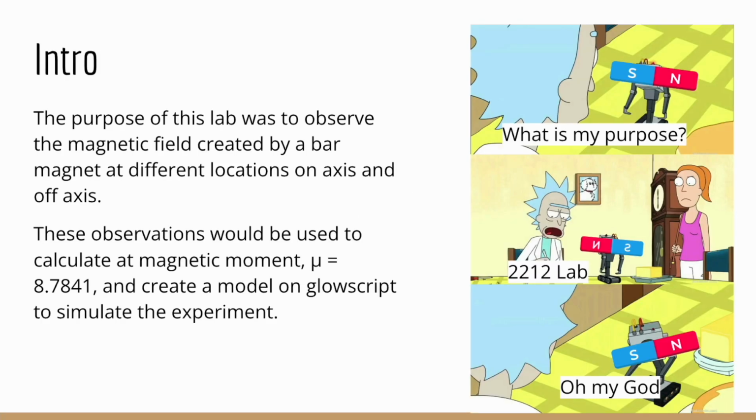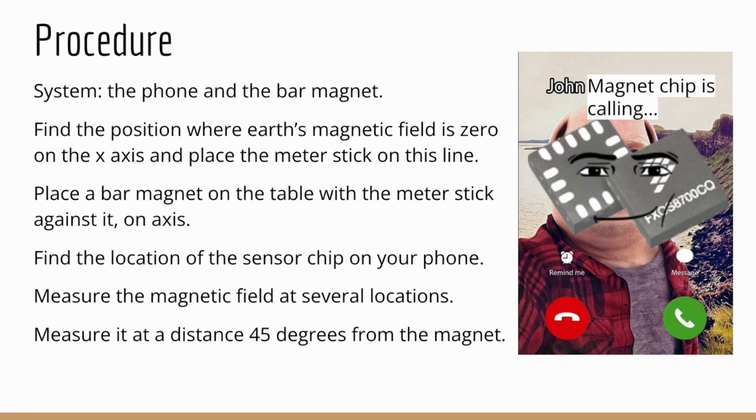So, the purpose of this lab was to observe the magnetic field created by a bar magnet at different locations on axis and off axis. These observations would be used to calculate the magnetic moment, which we calculated to be 8.7841, and create a model on GlowScript to simulate the experiment.